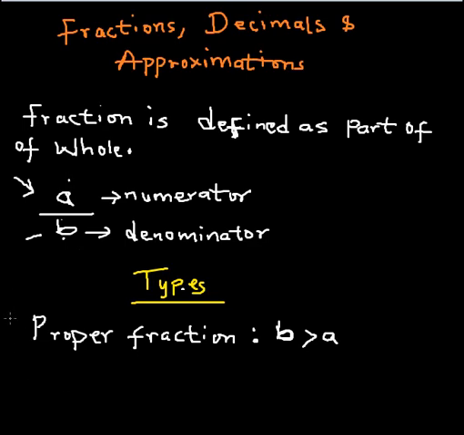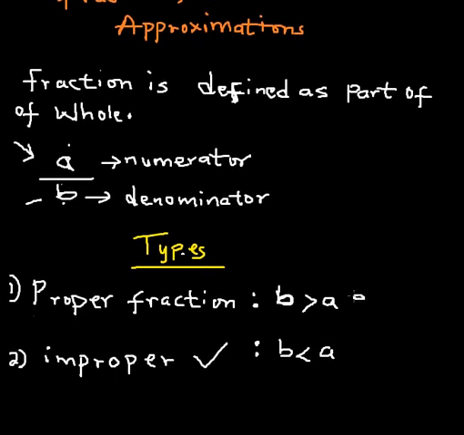And if the fraction is improper, then that simply means that it's a fraction, but the denominator is actually less than the numerator. For example, 2 all over 3 is proper, because 3 is greater than 2. But here, for example, you have 5 all over 4. So this is an improper fraction.